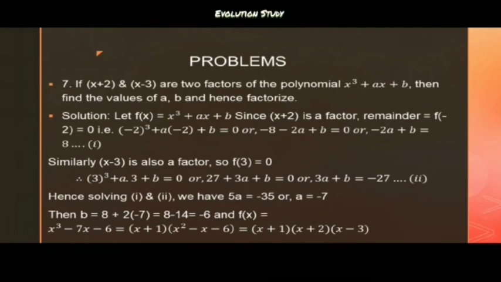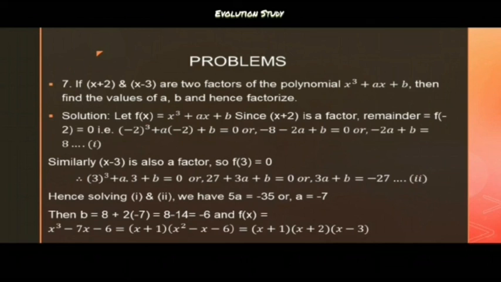Similarly, x minus 3 is also a factor, so f(3) = 0. Therefore, 3 to the power 3 plus a into 3 plus b is equal to 0, or you can also write 27 plus 3a plus b is equal to 0, which means the second equation is 3a plus b is equal to minus 27. Hence, solving 1 and 2, we have 5a is equal to minus 35, or a is equal to minus 7.